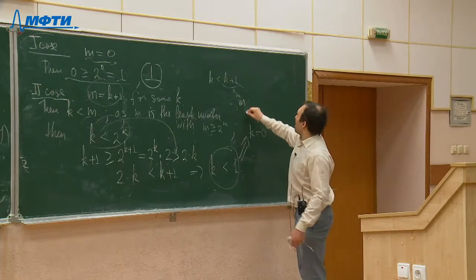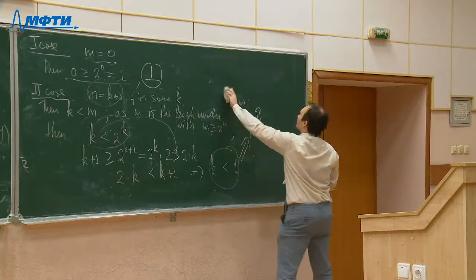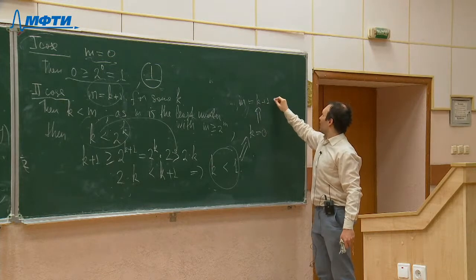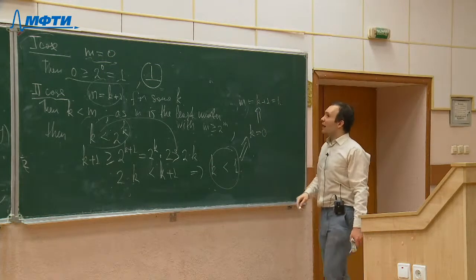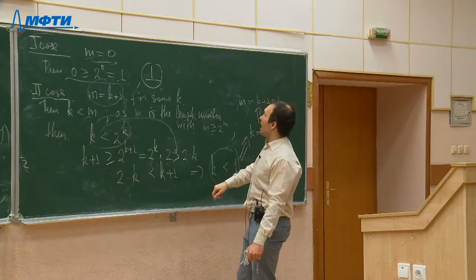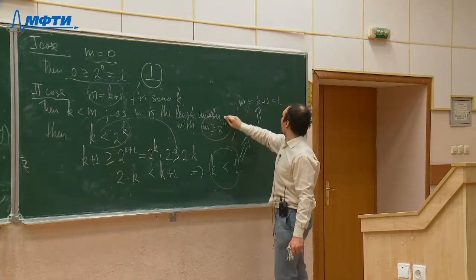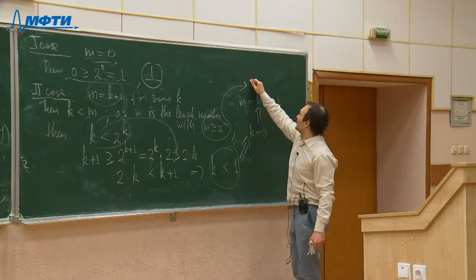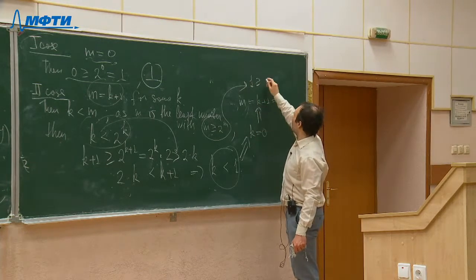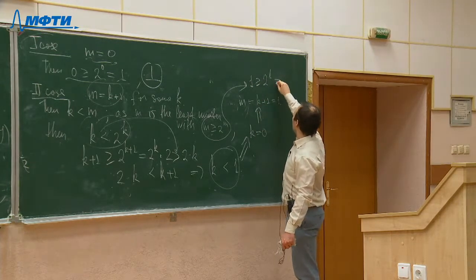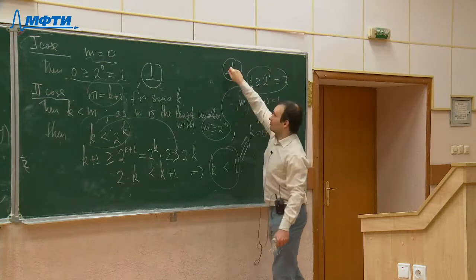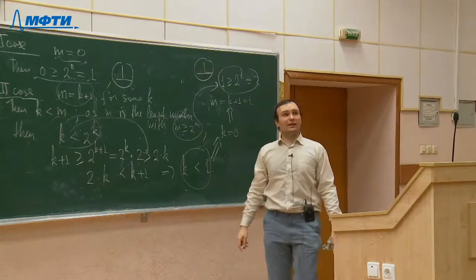But then m equals what? K plus 1, that is 1. But we know that for m, we have such a property. So we see that 1 is greater or equal than 2 to the power 1, which is false. We have got a contradiction.